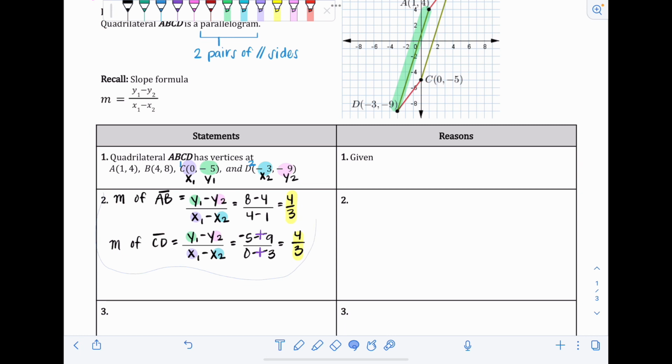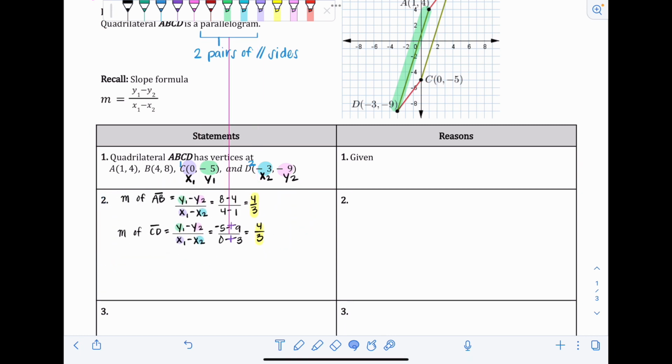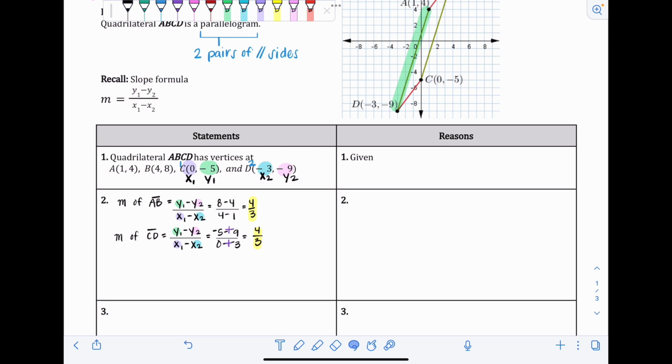Looks like I have to shrink this way down because I wrote way too big. Okay, so next we'll find the slope of AD. That means my endpoints are going to be point A and point D. I'm just going to leave D labeled as point 2 to save a little bit of time. So point A will now become my point 1. This would be my x1, y1, and then the points from point D will be my x2 and y2. So x1 is going to be 1, and y1 is going to be 4.